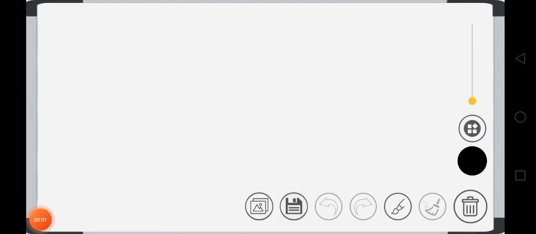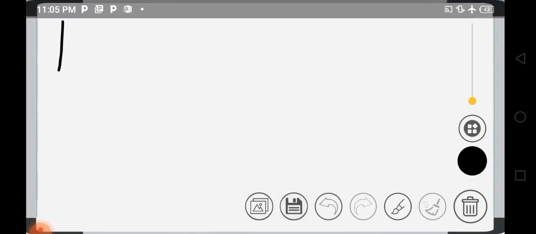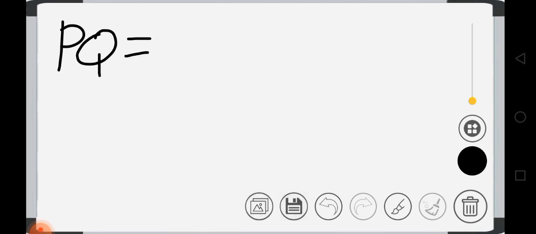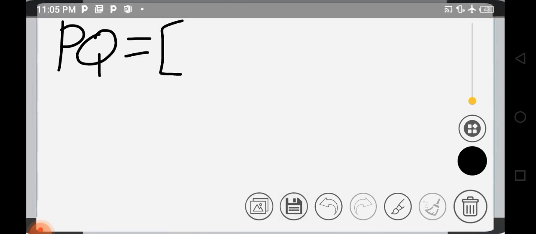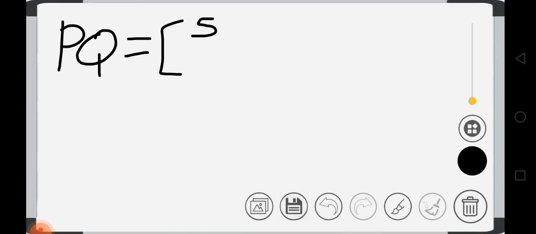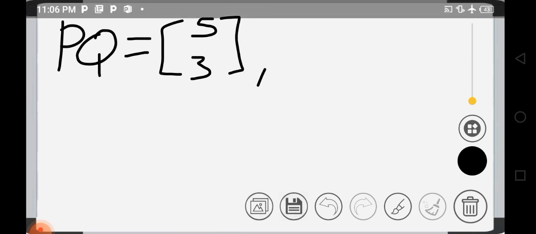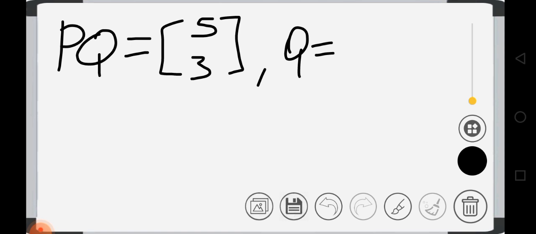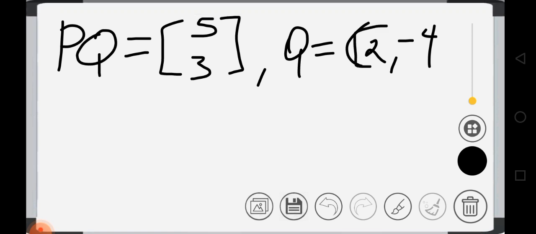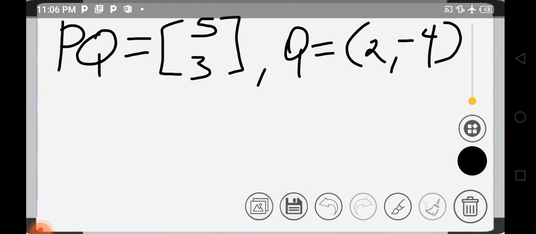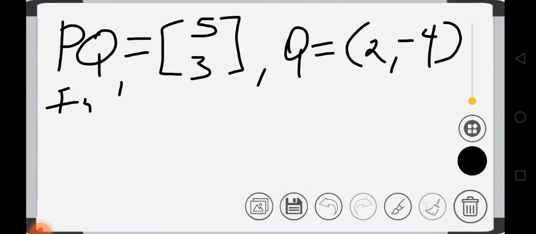Alright, let's look at this next question. Let's say if PQ is equal to 5, 3, and Q is equal to 2, minus 4. Find P. What is P?